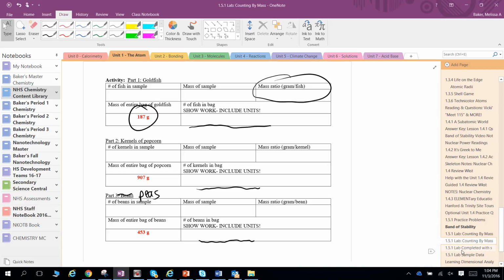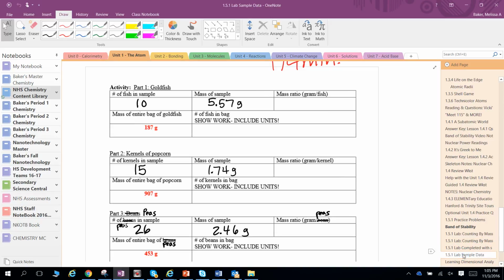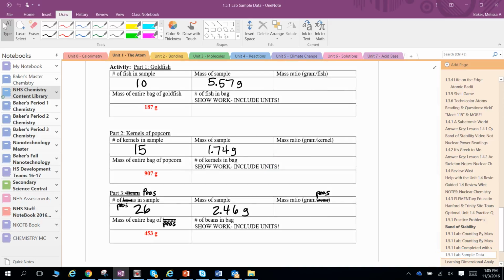So you should have the sample data in your folder, so you can go ahead and use that to do your own calculations and get caught up.